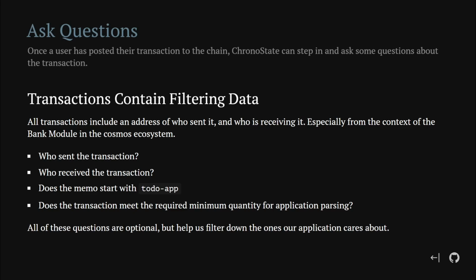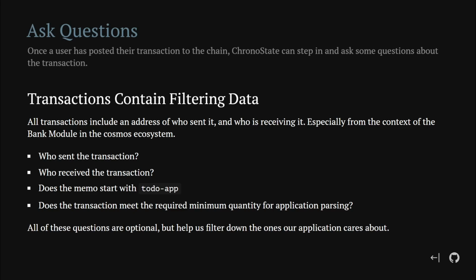All transactions include an address of who sent it and who's receiving it, and especially in the context of the bank module in the Cosmos ecosystem, we're able to get a quantity that is sent from one to the other, and there's usually a memo that goes along with it as well. So we get things like who sent, who received. Does the memo start with todo app? Does the transaction meet the required minimum quantity for application parsing? All these questions are optional, but they help us filter down to the ones our application specifically cares about.